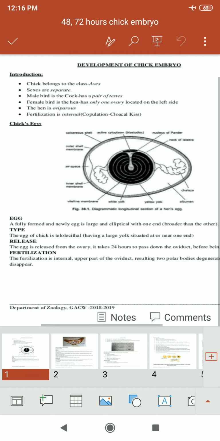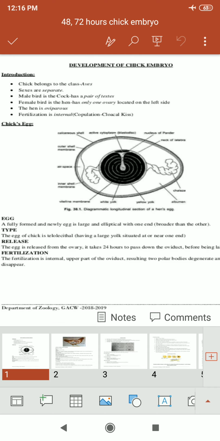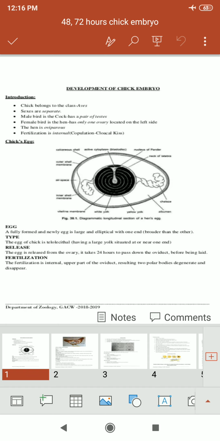The egg of the chick is telolecithal, having a large yolk situated at or near one end, and the egg is released from the ovary. It takes 24 hours to pass down the oviduct, and fertilization is internal, in the upper part of the oviduct. The resulting two polar bodies degenerate and disappear.